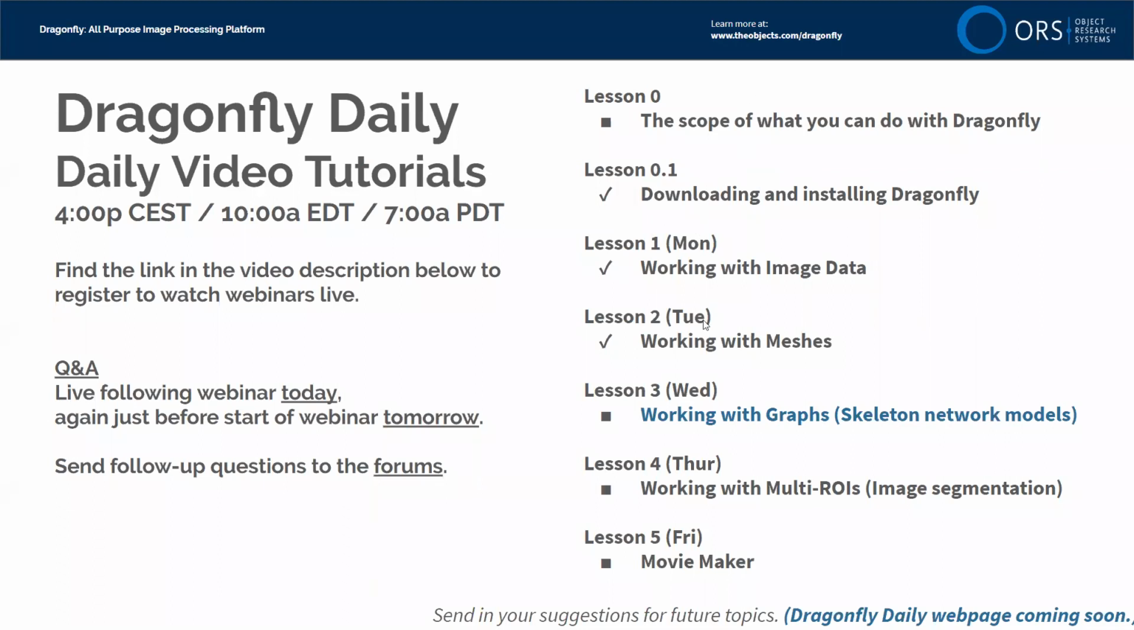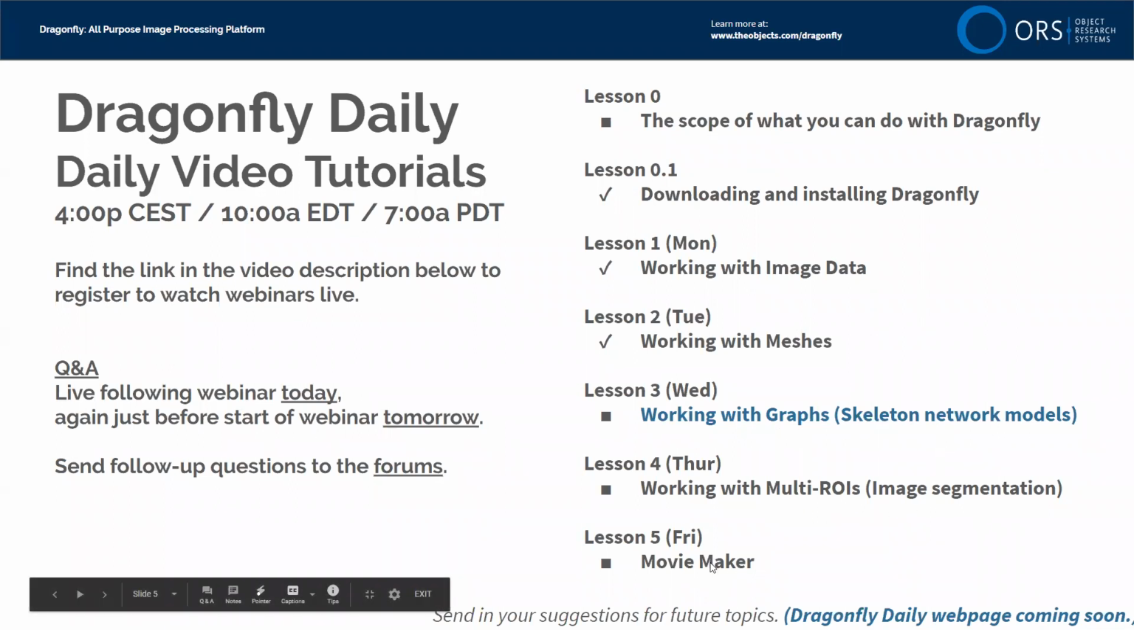Just a reminder, this is the content for this week. We've already done these webinars and put them online. They are all available on YouTube. Today we're doing working with graphs, or something called skeleton network models. And then tomorrow we start the topic of image segmentation and then Movie Maker on lesson 5.